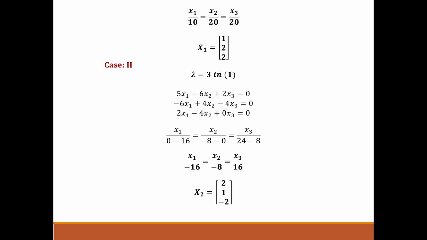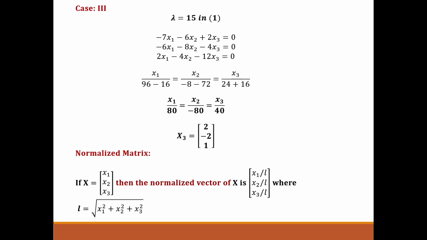In the second case, we substitute the eigenvalue lambda equal to 3 in equation 1, and we get 3 linear equations. Solving these equations, we get the second eigenvector x2 equal to 2, 1, minus 2. In the third case, we substitute the eigenvalue lambda equal to 15 in equation 1. We get 3 linear equations. Finally, we get the third eigenvector x3 equal to 2, minus 2, 1.